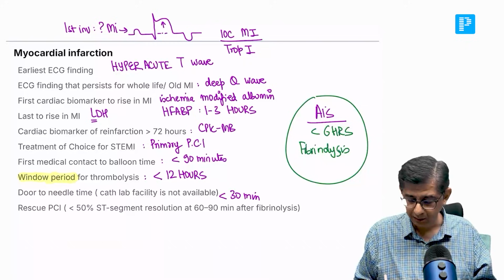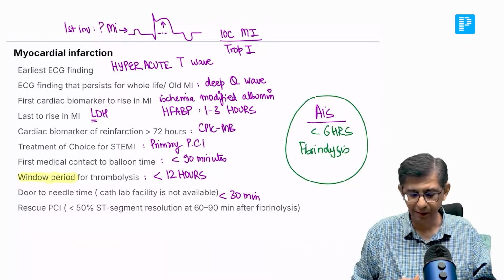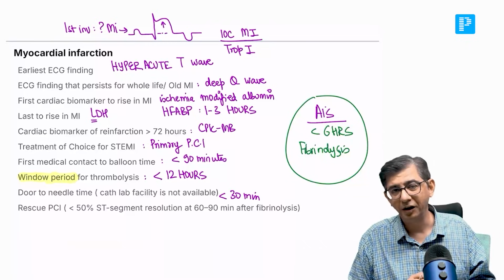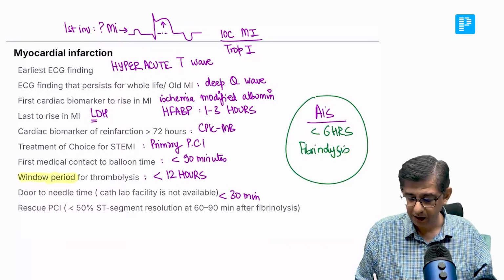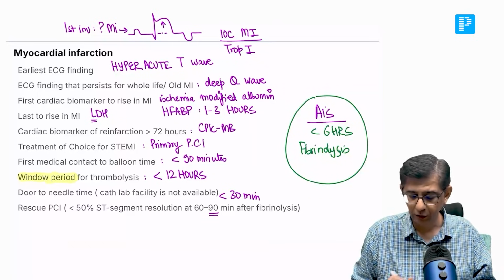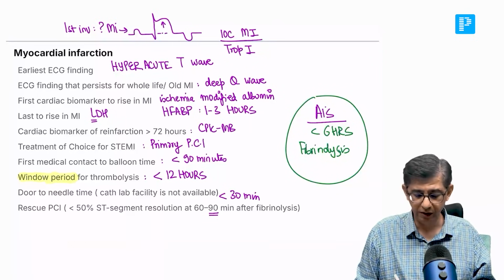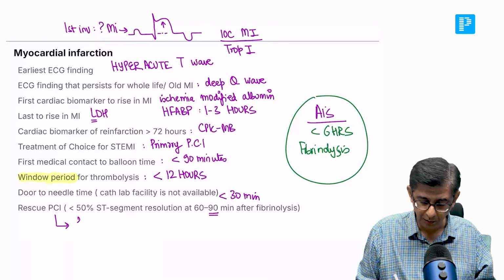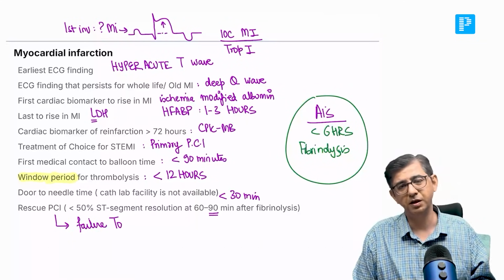Now, there's another term that has been asked in the FMGE exam, that is rescue percutaneous coronary intervention. So rescue PCI is where there is a failure of thrombolysis. I mean, the concept was, when would you like to do a rescue percutaneous coronary intervention? Because traditionally we are going for a primary PCI in a patient.